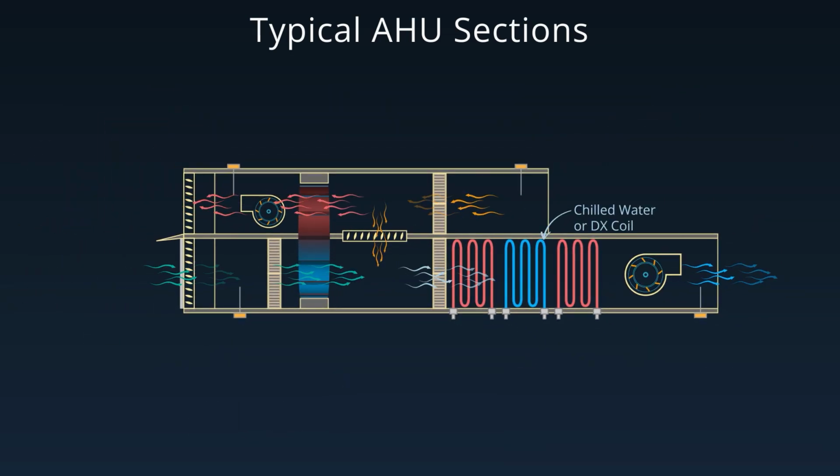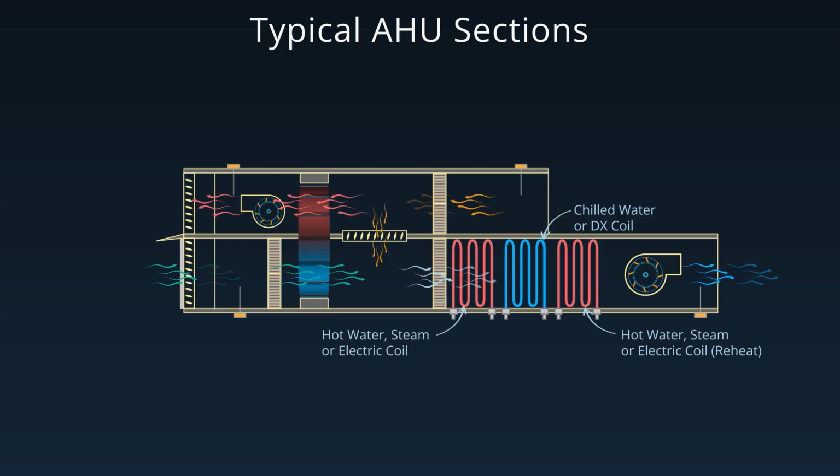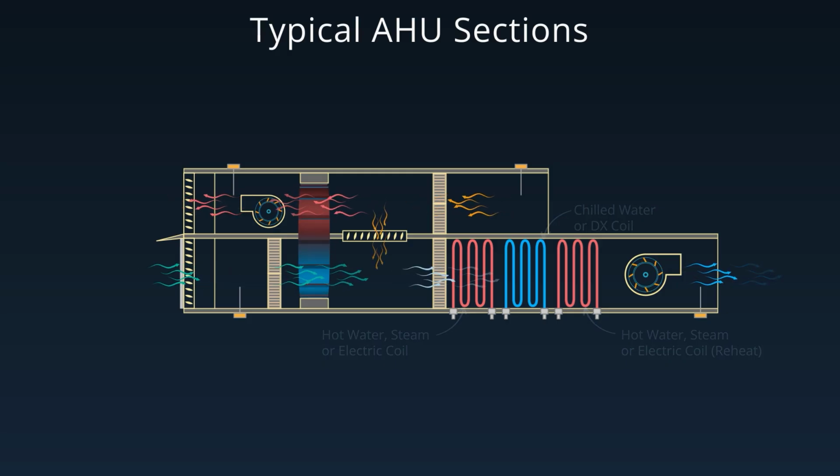Coils, chilled water or DX coils for cooling and dehumidification. Hot water, steam, or electric coils for heating or reheat. Reheat coils are used when dehumidified air is too cold for comfort. Reheating brings it back to the desired supply dry bulb temperature.